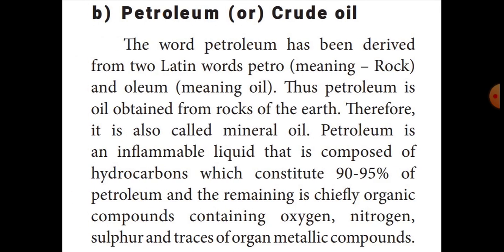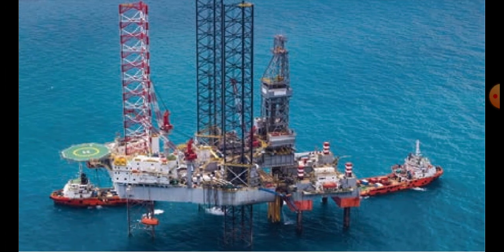Secondly we learned about petroleum. The word petroleum is derived from two Latin words, petra and oleum. Petra means rock, oleum means oil. It is otherwise called mineral oil. 90 to 95% of petroleum is composed of hydrocarbons. The remaining 5% is oxygen, nitrogen, sulphur and metallic compounds.